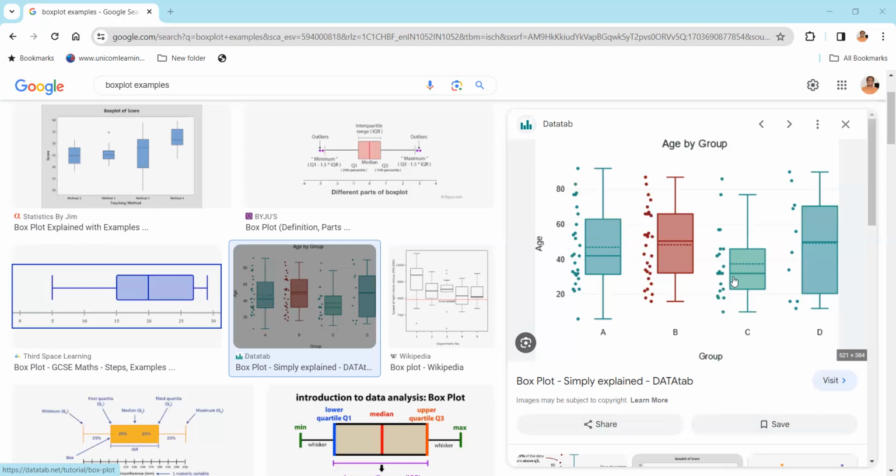And how do you know? See the median value. The dotted line may be the mean. So the median value, if you see, is about 30. That means 50% of people are under age 30 in the C group.